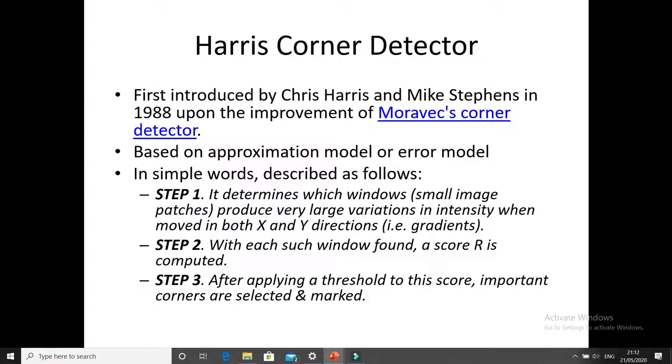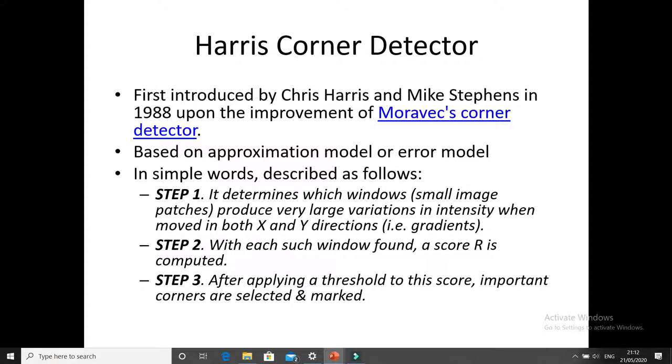This basic idea of finding corners was first introduced by Chris Harris and Mike Stephens in 1988, as an improvement of Moravec's corner detector, and it's based on an approximation model or error model. In simple words, we can describe the Harris corner detection in the following three steps.